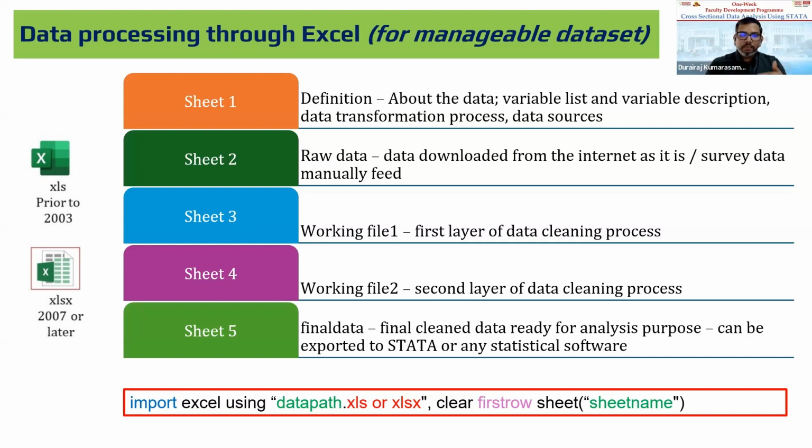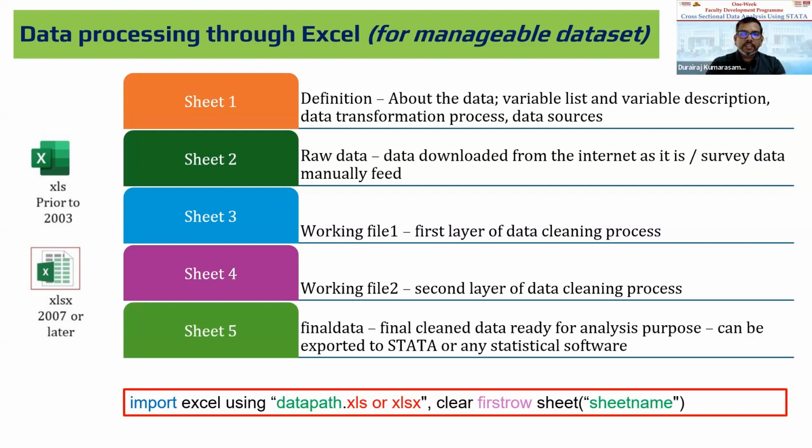Now what is the difference between working file 1 and working file 2? Any major data transformation that you're doing, you had better document the previous version, so that anything you do, you can do in the second version. So if any mistake happens in working file 2, you can easily go back to working file 1 and redo the same thing. That is what I'm telling you in the Excel.